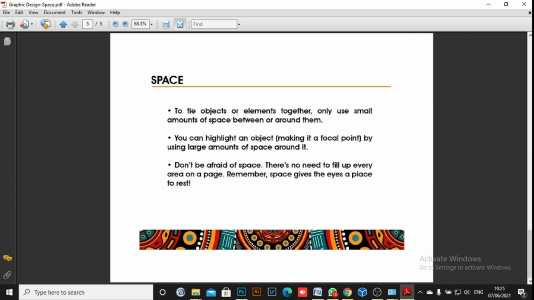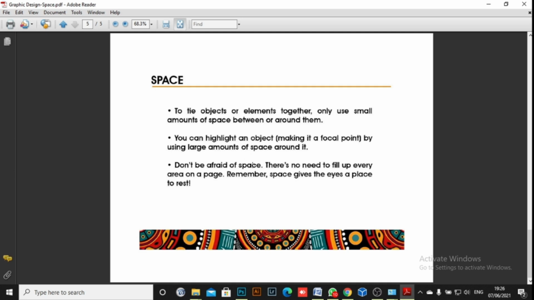To tie objects or elements together, only use a small amount of space between or around them. Elements that are related to each other, you don't give too much space. But elements that are not related to each other, we are still going there. It's one of the things we'll be learning, which is proximity. Elements that are not related to each other should have a lot of space between them. So that's that. Don't be afraid of space.